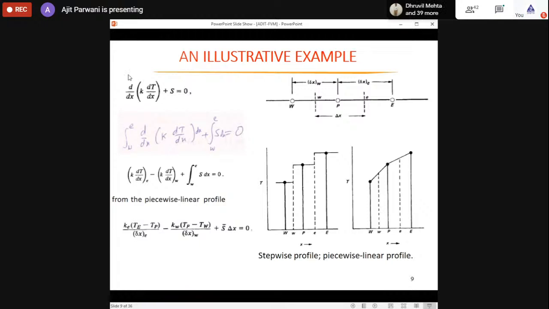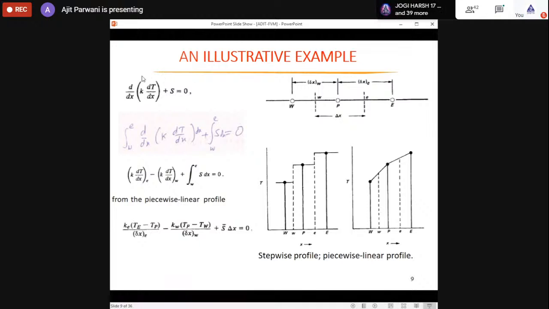So this is the governing equation. It's a one-dimensional problem, so there is only one variable. It's a conduction problem, so there are no velocity terms present. The transient term is also not there because we are assuming a steady state situation. So therefore, I'm only considering the conduction term in one direction and the heat generation term. So now, how will I convert this equation to a numerical form, or in other words, how will I discretize this equation? By using the finite volume method.